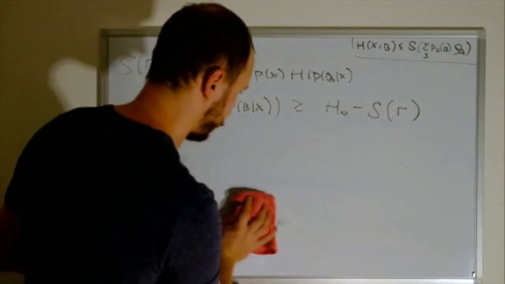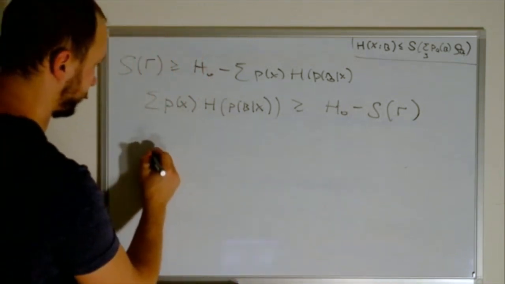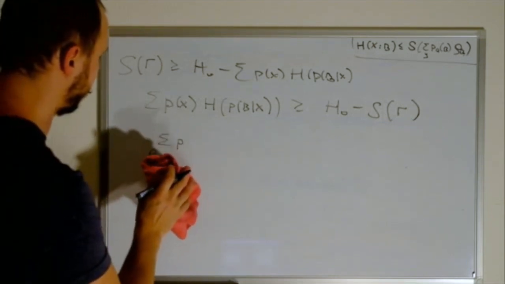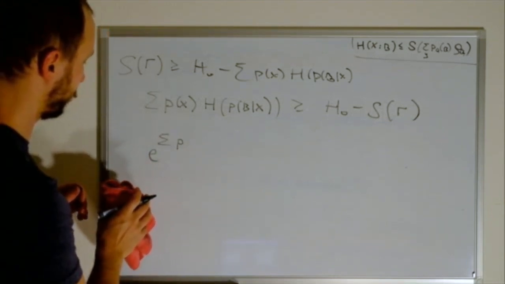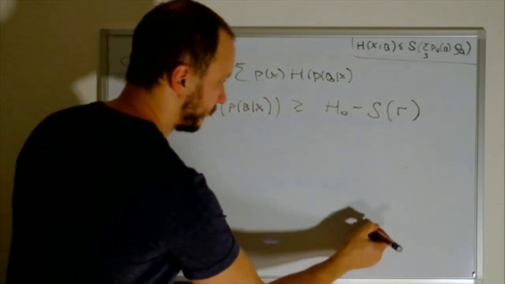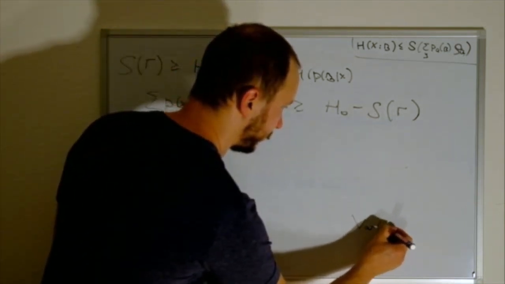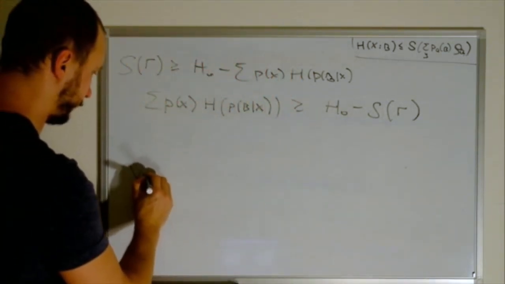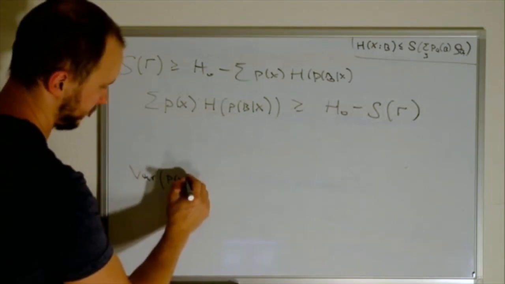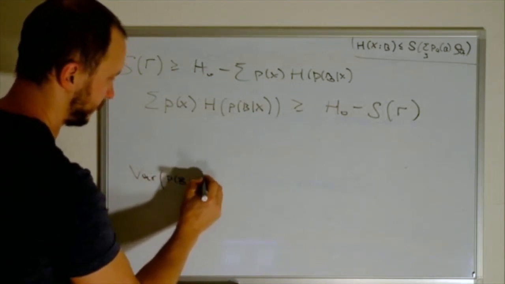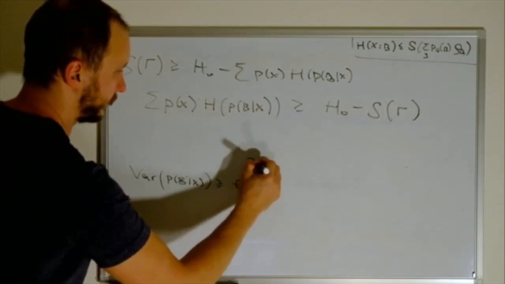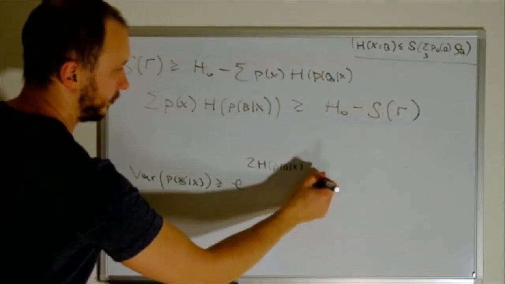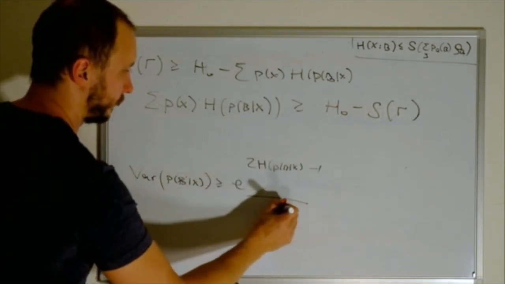So let me write down what I want first. What we have certainly is that the variance of p of b conditional to x is bigger or equal than this, the exponential of 2H of p of b conditional to x, minus 1, divided by 2 pi, right?